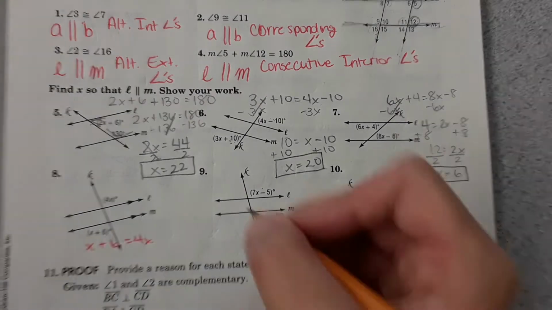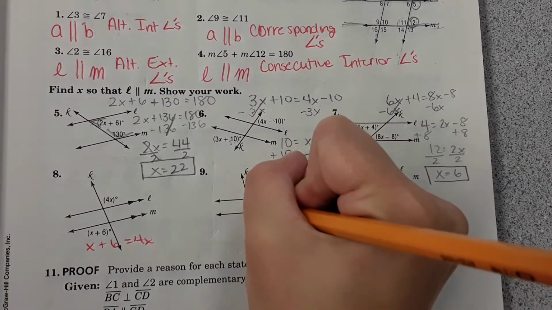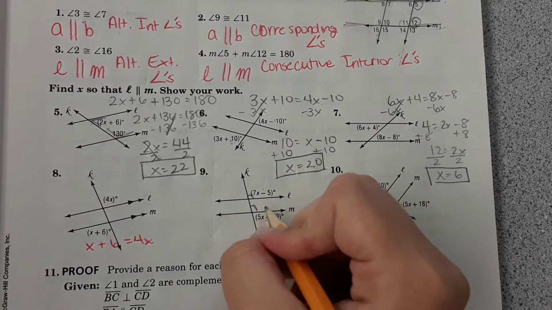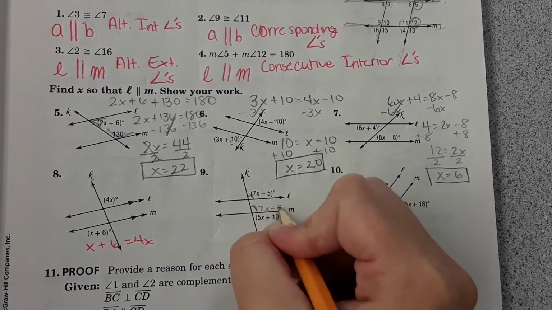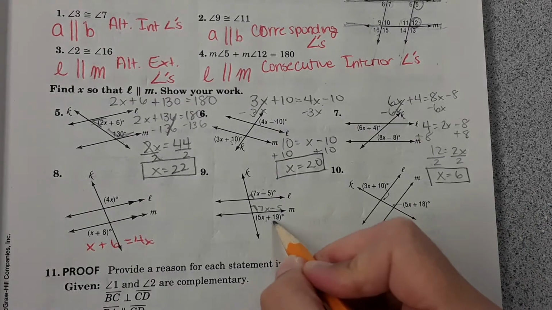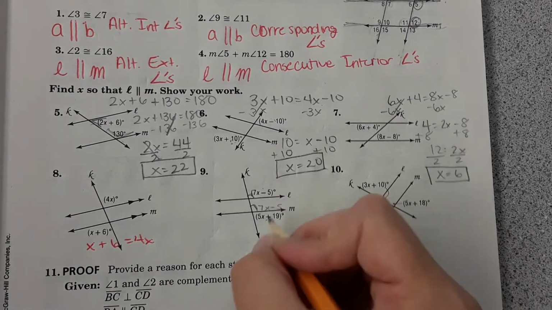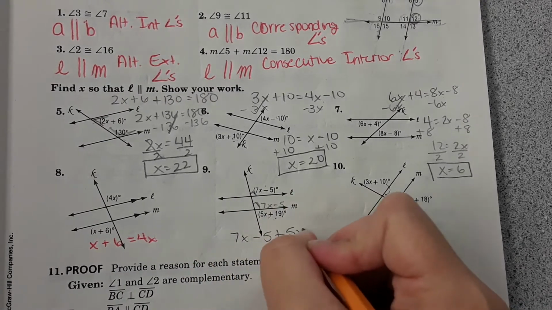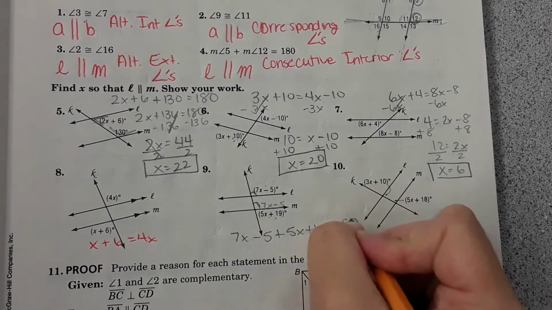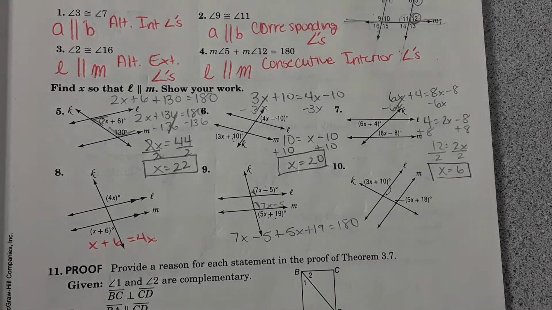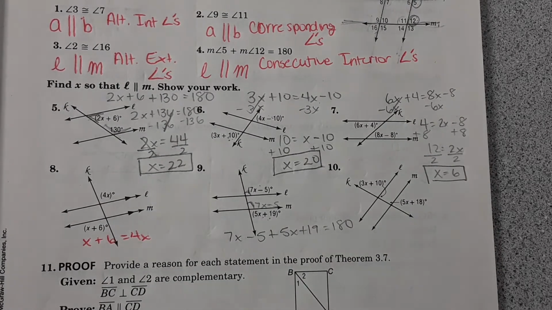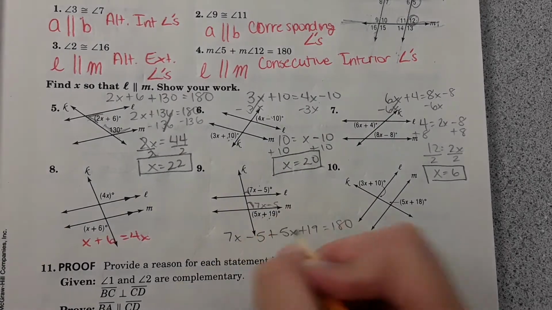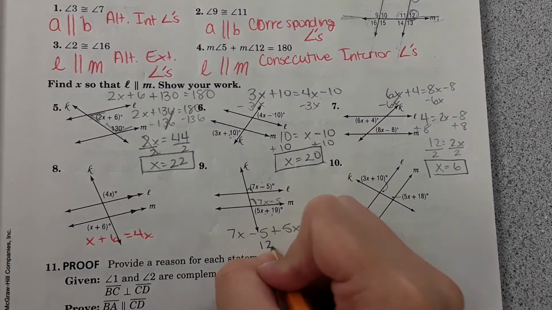But what we can say is that corresponding angles are congruent. So if this is 7x minus 5, then this one must be 7x minus 5. And these two make a linear pair. So these would add to 180. So 7x minus 5 plus 5x plus 19 equals 180. Then 7x plus 5x, now we're combining like terms.